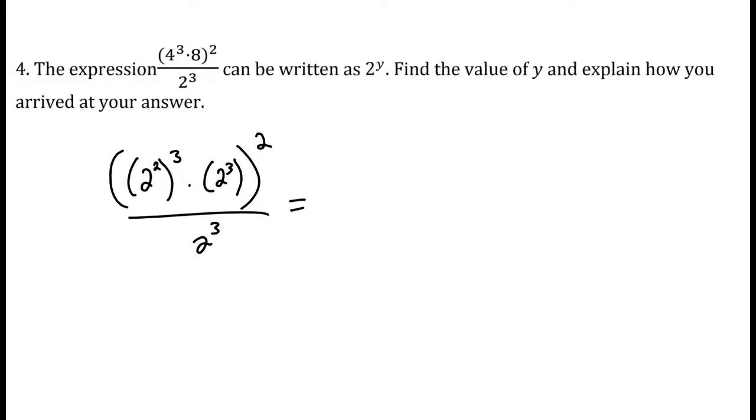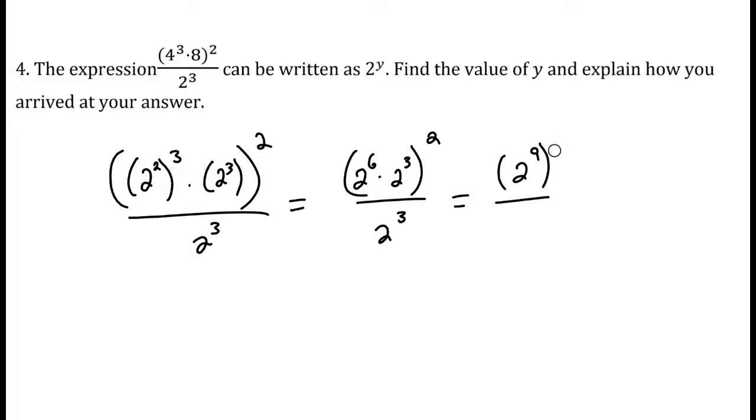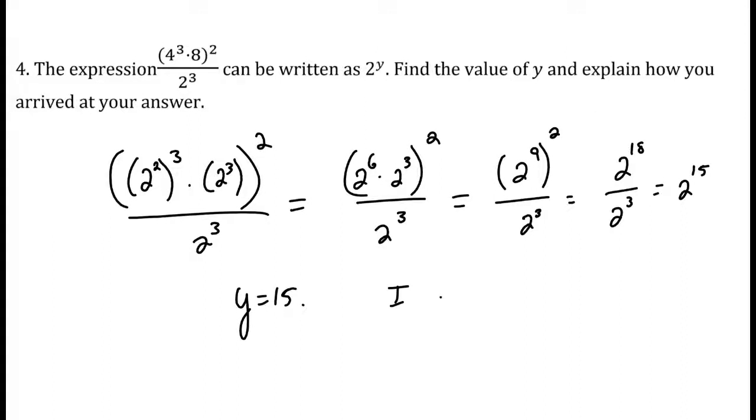2 squared cubed, power to a power means you multiply. I'm going to add those exponents together first because I really have 9 2's inside of there. Sorry, that's squared. Power to a power, again, I'm going to multiply. Division, I'm going to end up subtracting. So I end up with 2 to the 15th. So y equals 15. Explain how you got there? I got a base of 2 and used properties of exponents.